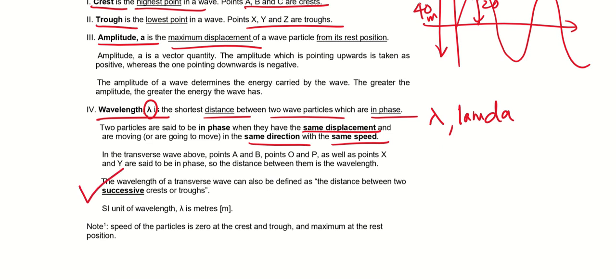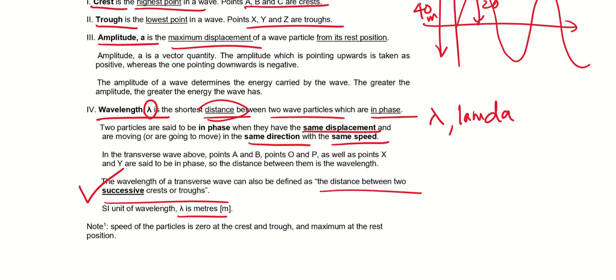Please memorize this. You can either say wavelength is the shortest distance between two wave particles that are in phase, or wavelength of a transverse wave can be defined as the distance between two successive crests or troughs. You all know what is successive? One after the other. The next one closest to it. Okay, SI unit of lambda is meters.